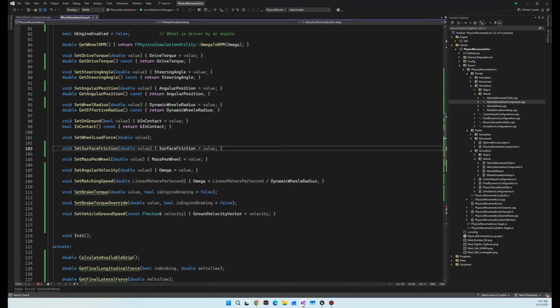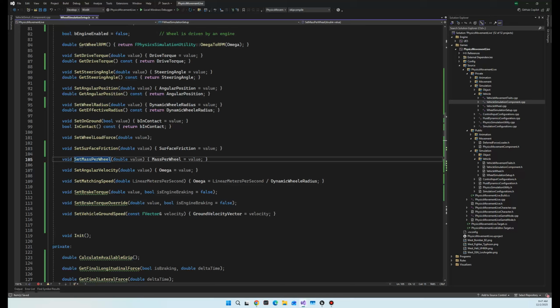So this is usually where we're going to be getting that value when we actually do our... So this value will be created when we do our ray tracers into the ground. We can get that information. Set on ground. Do I have set on ground? Yes, I do. Set steering angle. Yep, got that. Set mass per wheel. And I think we have mass per wheel.